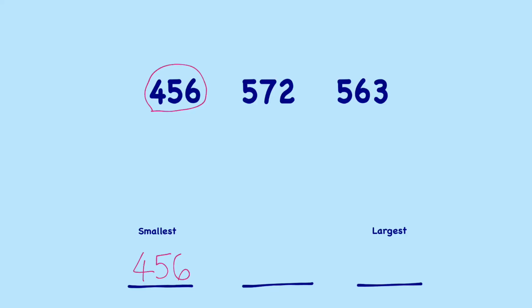Now if we look at our next two numbers, we can see that they both have a 5 in the hundreds column. So that doesn't really help us. So now we need to move along to the tens column. And we can see that this has got a 7 in the tens column and this has got a 6. So I know that this number must be slightly smaller. So 563, which means that 572 is the largest number.